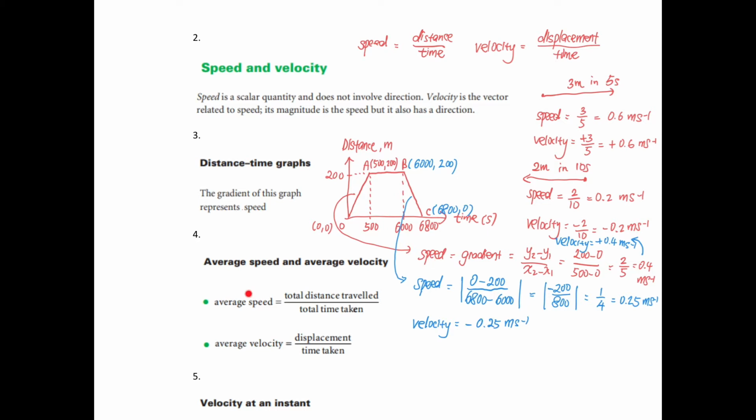But when we come to average speed, we have to find the total. So the total distance traveled. As you can see here, they go to the school 200 meters, then not moving, and then come back another 200 meters. So the total distance traveled is 200 plus 200. So average speed is 200 plus 200 over the time taken. We don't care whether you are moving or not.